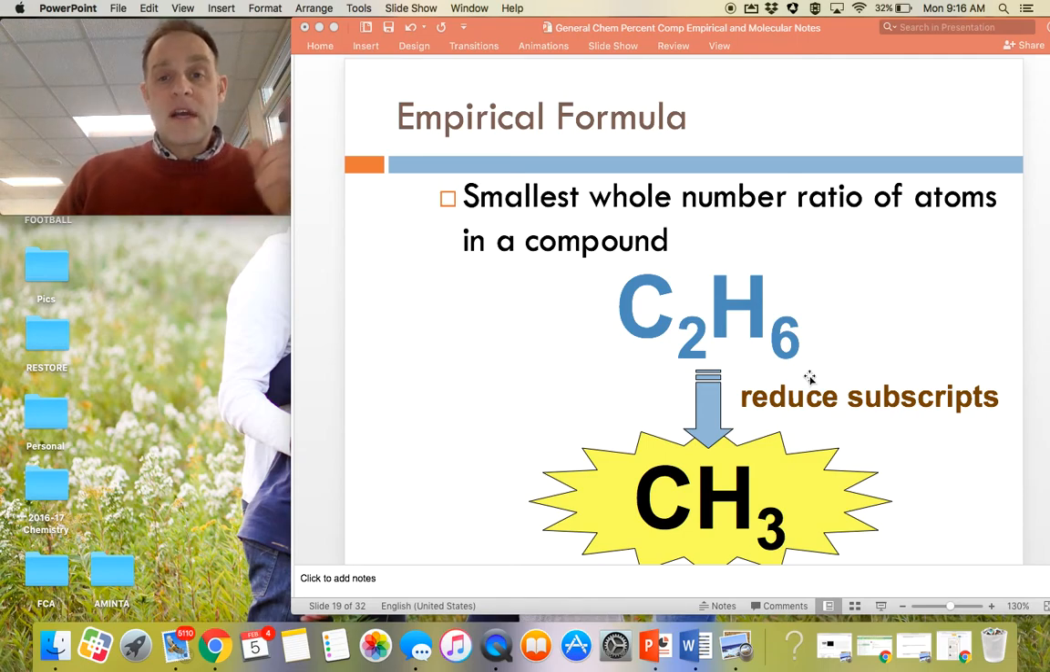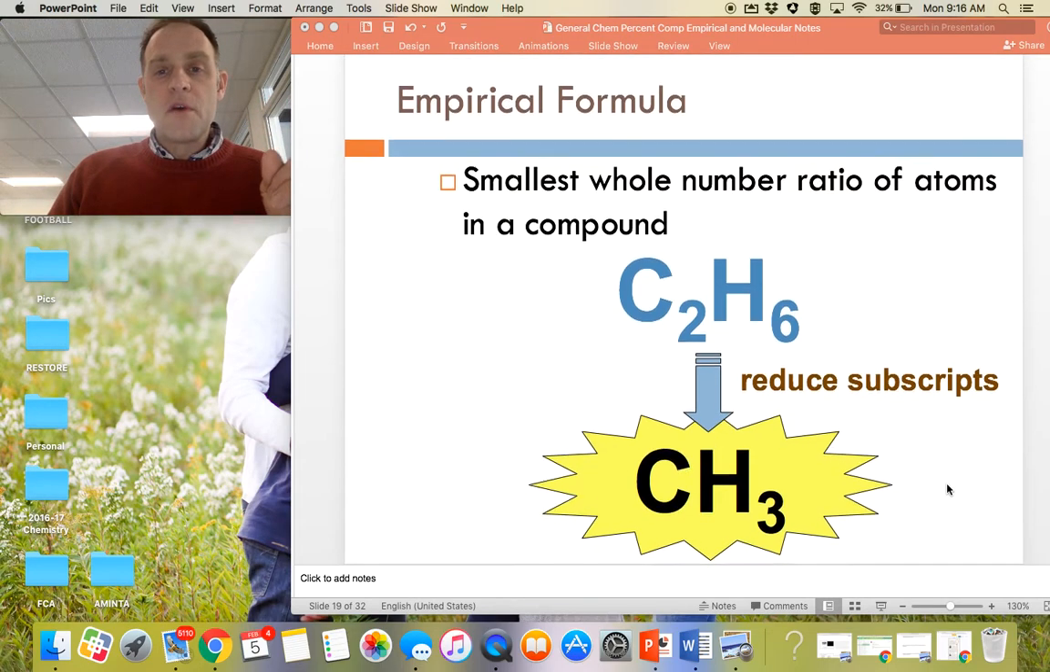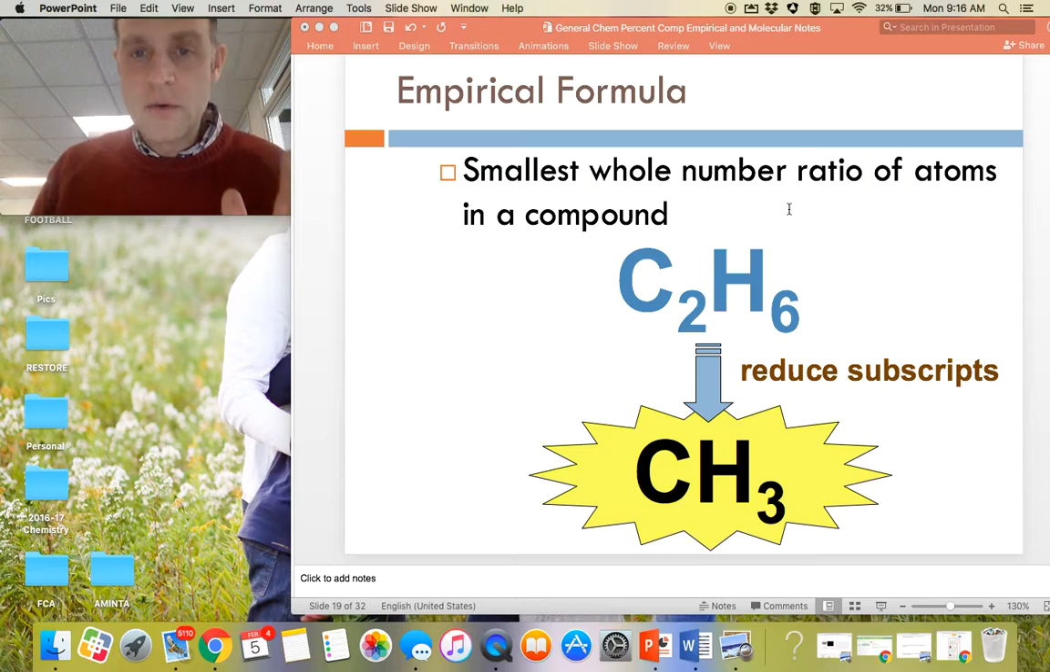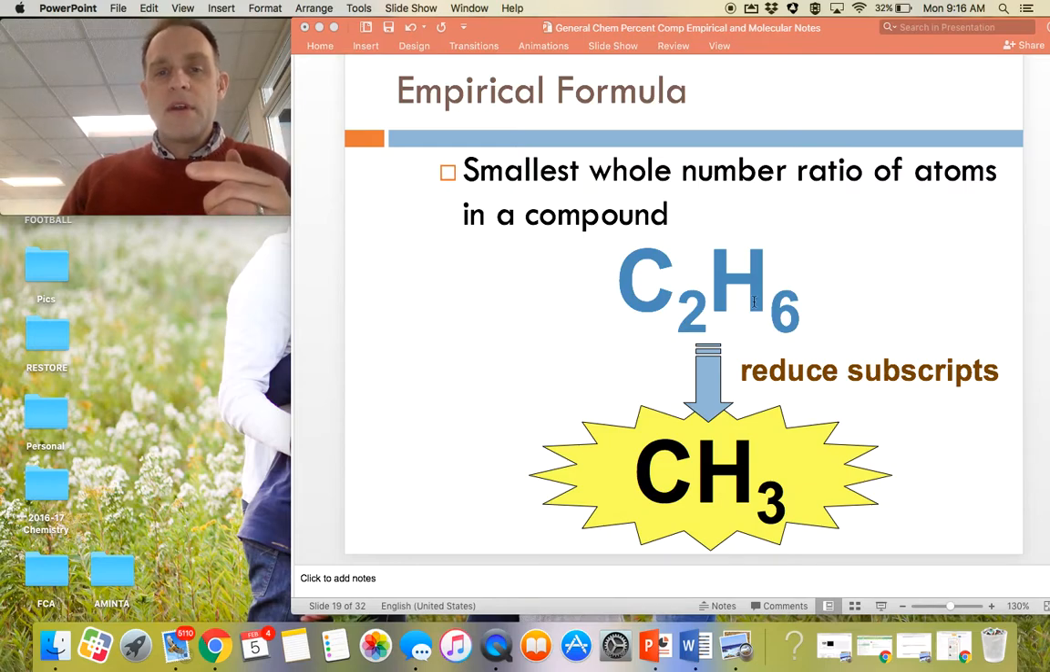Remember on Friday we talked about empirical formula. We said empirical formula is when you reduce those subscripts. It's the smallest whole number ratio of atoms in a compound. The example we used on Friday was C2H6 can be reduced to C1H3. There's really a subscript 1 there. We can reduce both of those just like we would a fraction.